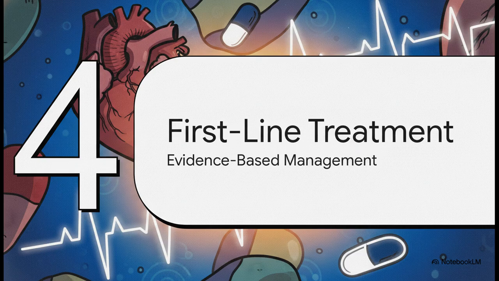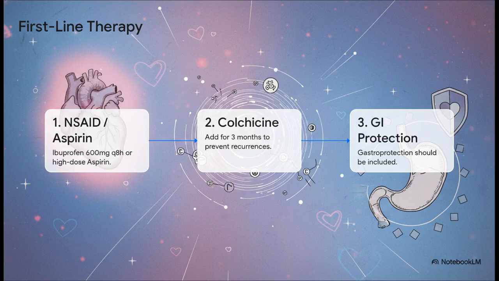Now what? What are we going to do about it? Well, let's walk through the treatment plan. It's actually pretty straightforward. First-line therapy is basically a 3-part cocktail. Step 1, hit them with a strong anti-inflammatory, like a high-dose NSAID or aspirin. Step 2, and this is crucial, you add colchicine for 3 months. Why? Because it dramatically reduces the risk of this thing coming back. And step 3, since you're using high doses of NSAIDs, you gotta protect that stomach, so add a PPI.